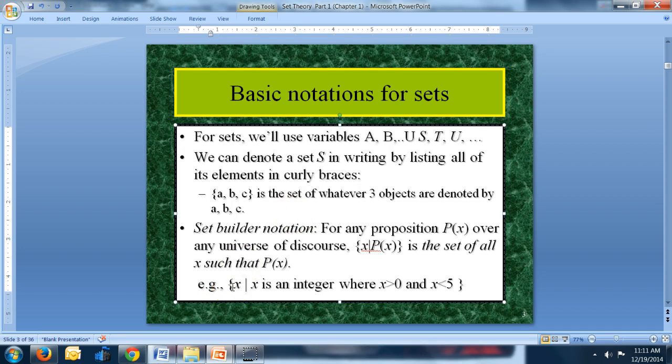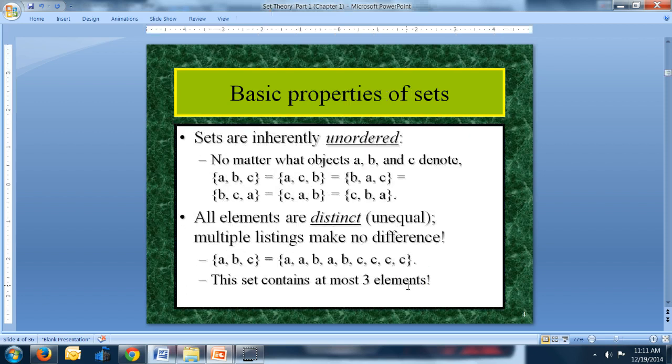We open a curly parentheses, we say x, and we always use x as a variable indicating the possible values. And then we put this line, which is called "such that." So we read it: x such that x is an integer, because we wanted an integer between 0 and 5, not including 0, not including 5. So that is the second way of identifying the set.